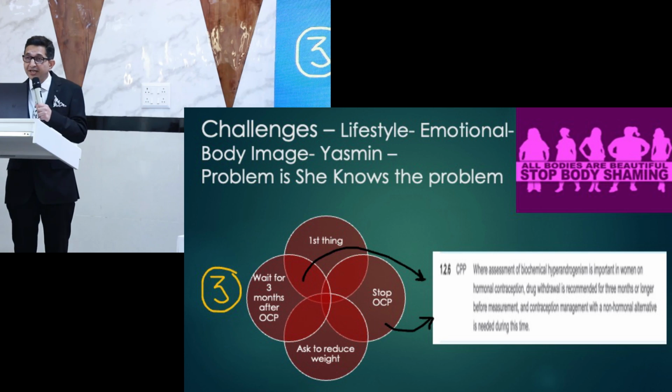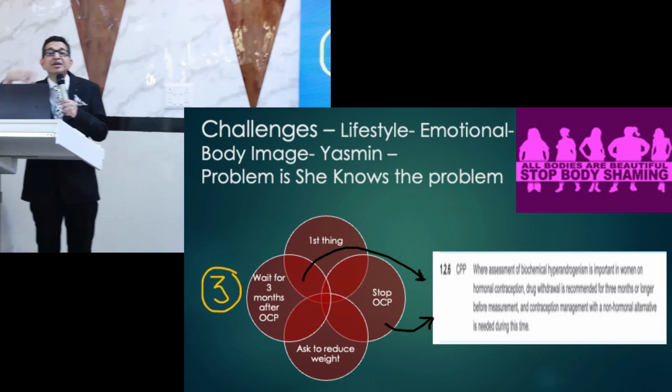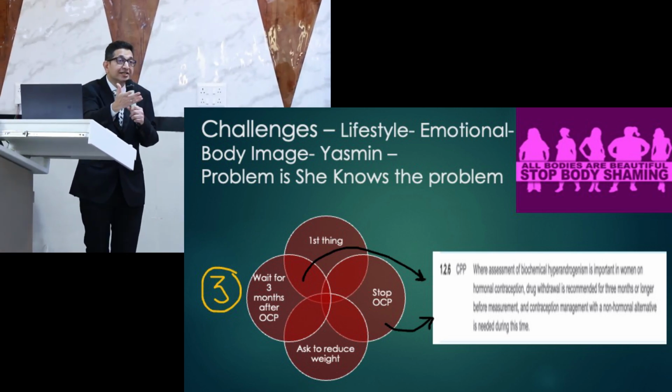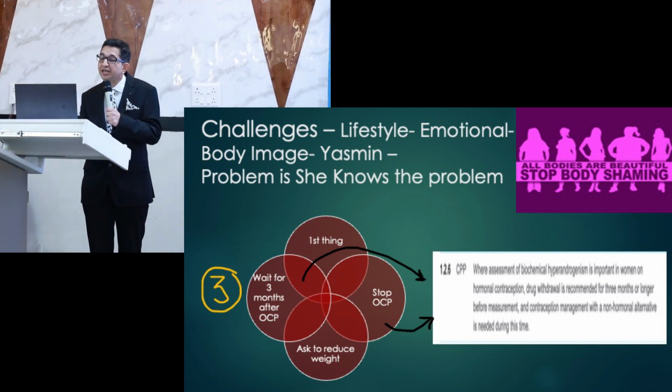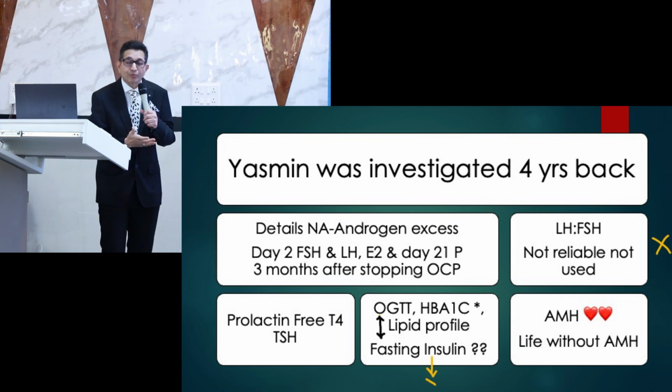Ask her to reduce weight so that whenever she comes back after 3 months and when you do investigation, she is all set and she may spontaneously start ovulating. Because if the weight reduction is achieved, then she may start ovulating also.